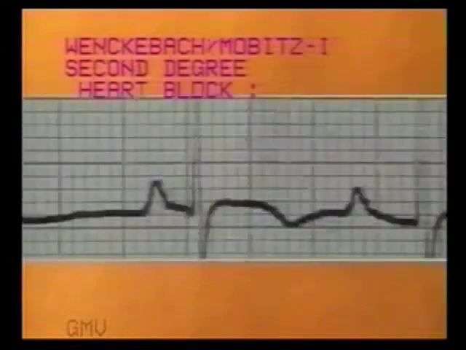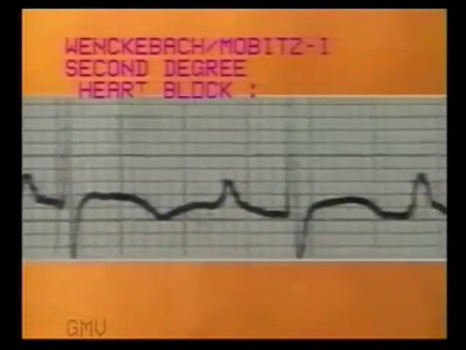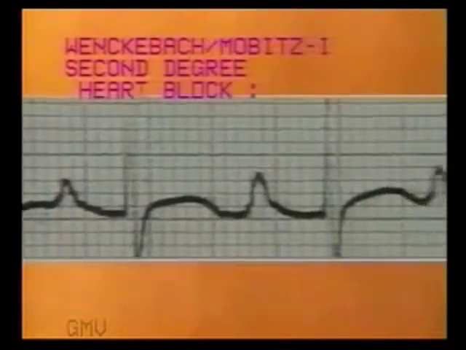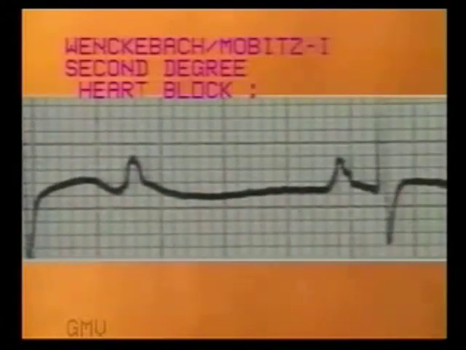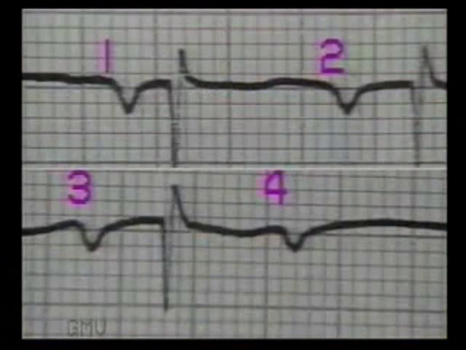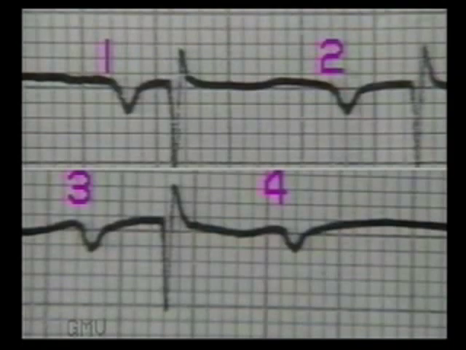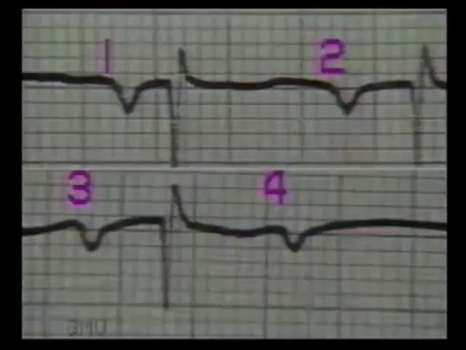Watch the close-up view now. The first PR is 4 millimeters, second is 6 millimeters, third is 7 millimeters, fourth beat is dropped. Again the PR interval has returned to 4 millimeters. This is typical Wenckebach phenomenon. Note again beats 1, 2, 3 and 4: 4 millimeters, 6 millimeters, 7 millimeters and a dropped beat.